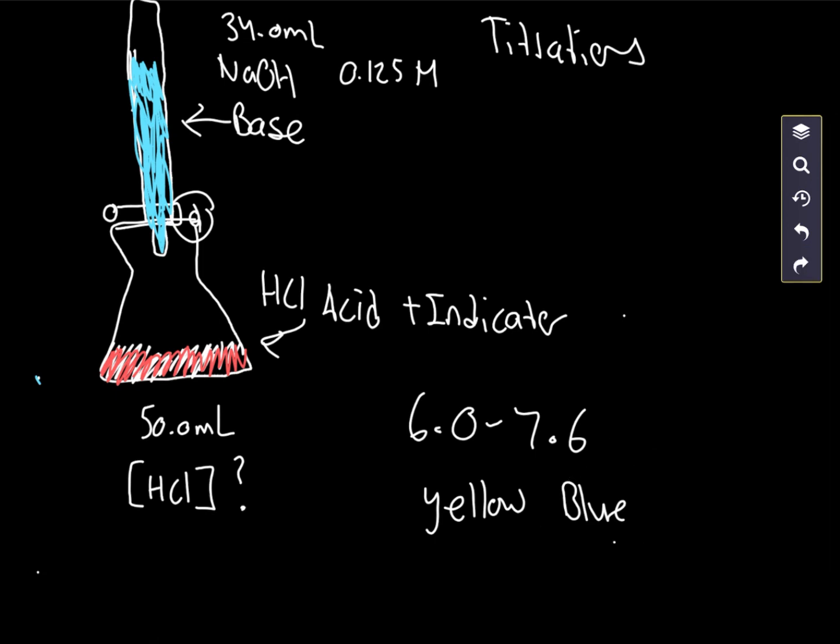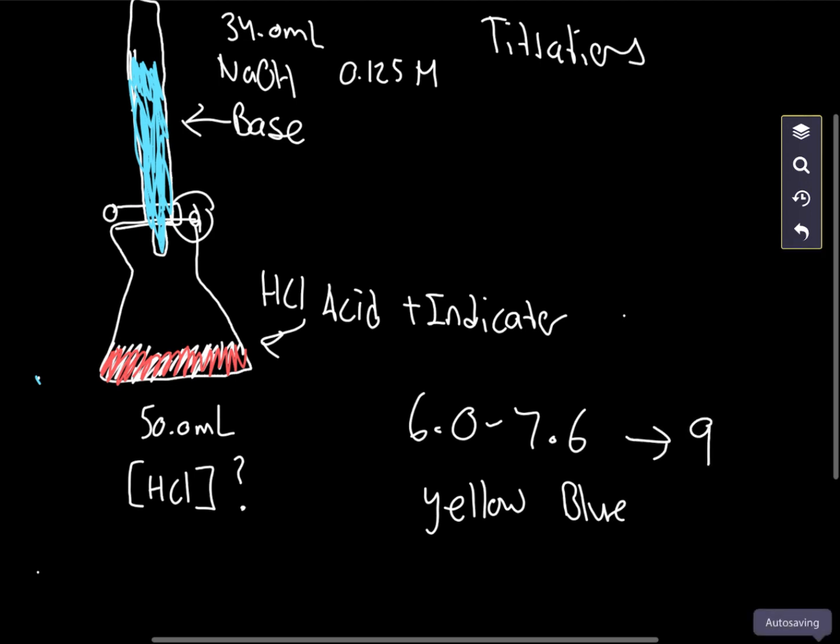The only difference is that if you have something with a pH of 9 and you use bromthymol blue as an indicator, it's going to be a really dark blue.